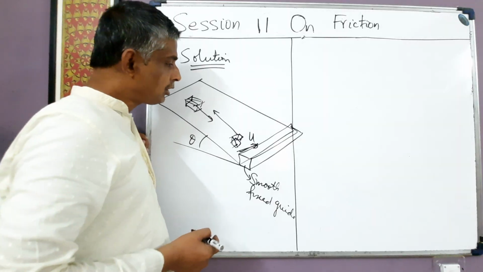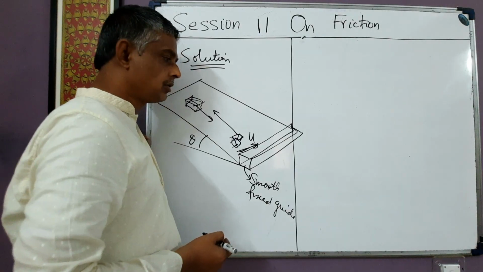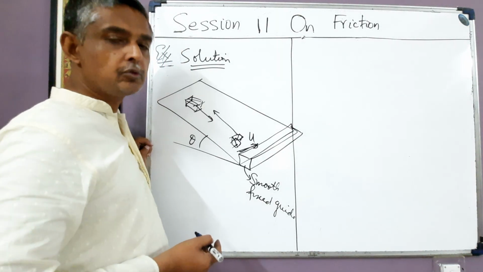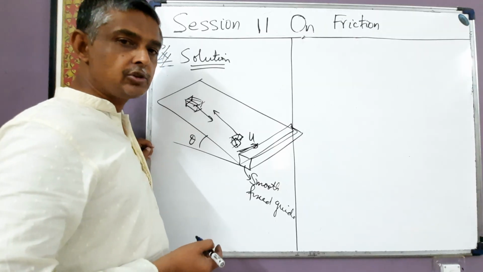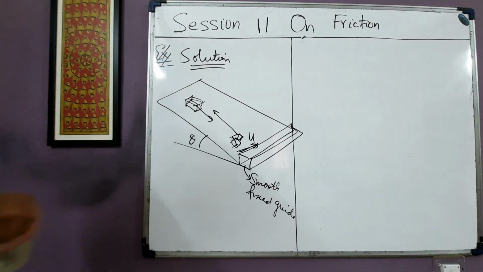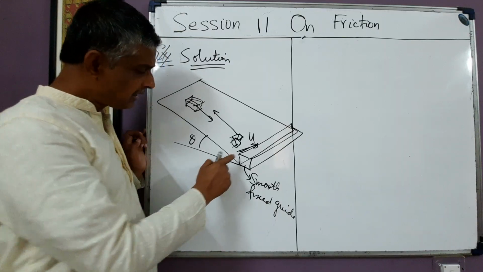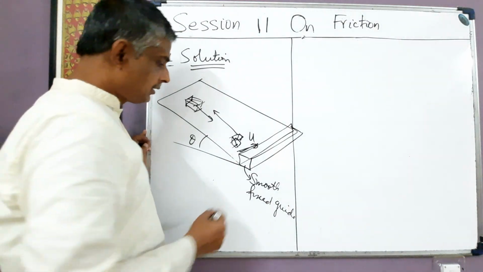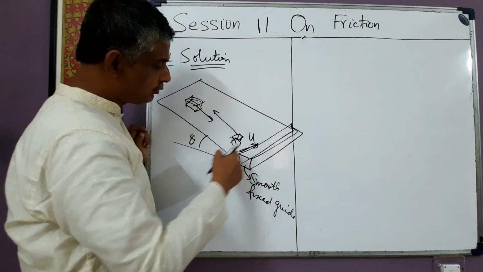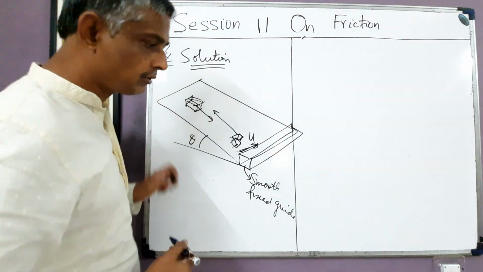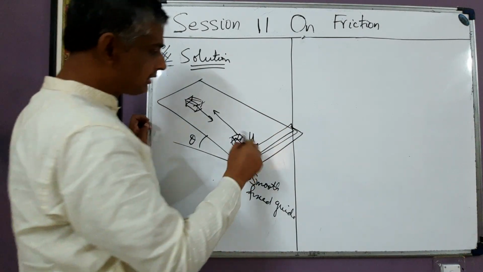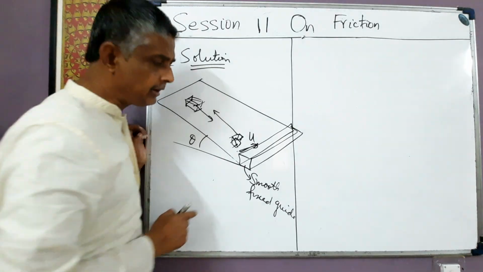Now in this problem you must first note where to start to begin to solve the question. That is the most crucial issue. So let us start from here itself. Suppose the block is given a speed u along this guide.